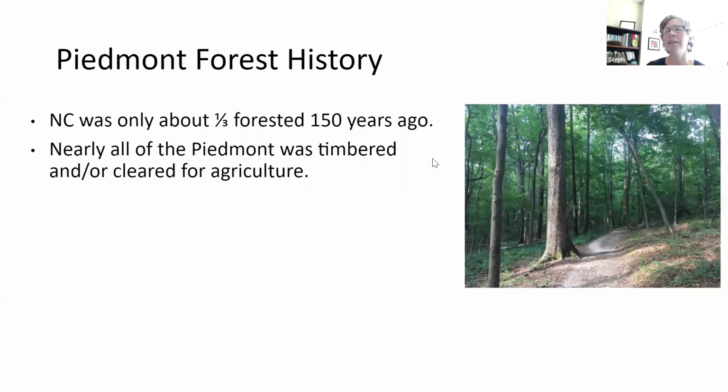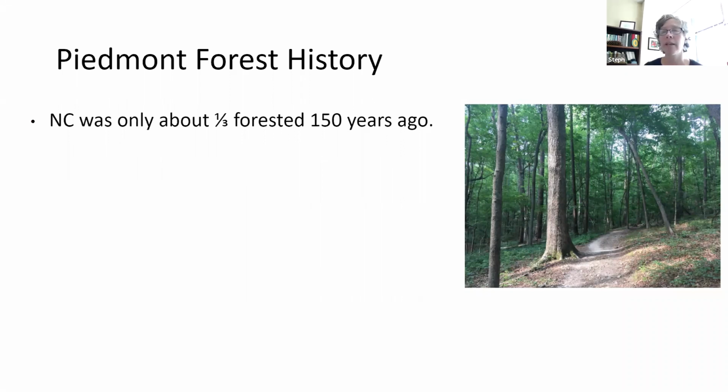A little bit of forest history for the Piedmont. As I said, that human disturbance is really important. Remember the statistic from our first lecture in this series, that North Carolina is now two-thirds forested. Well, about 150 years ago, North Carolina was a lot less forested. So what land use type do we have? We had extensive agriculture, especially over much of the Piedmont.